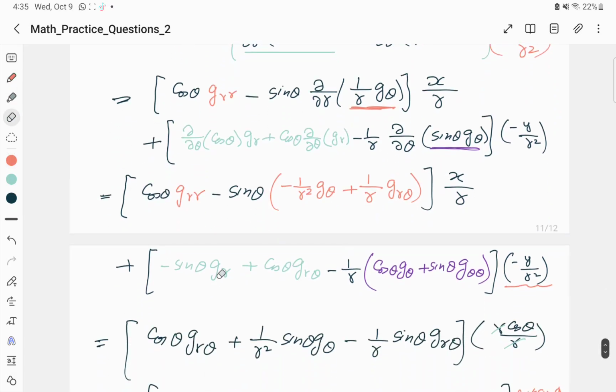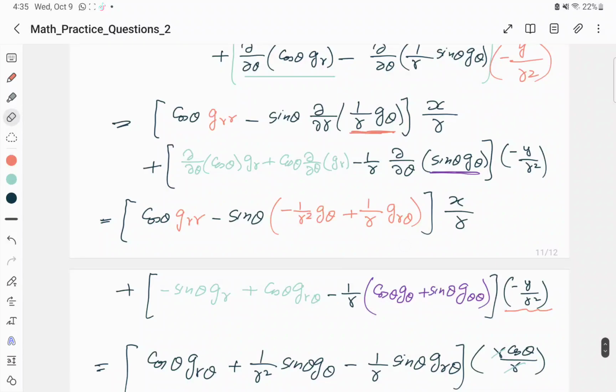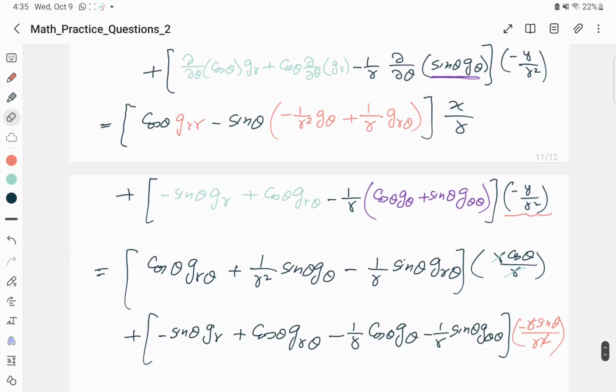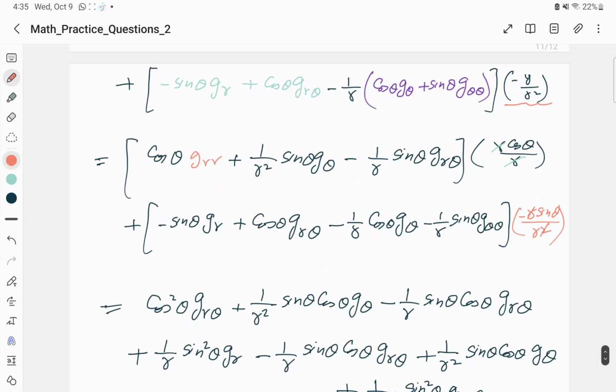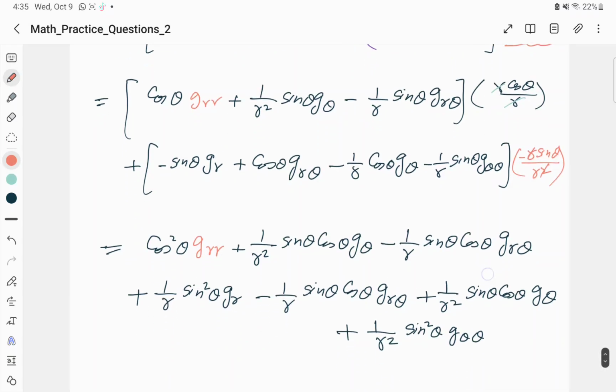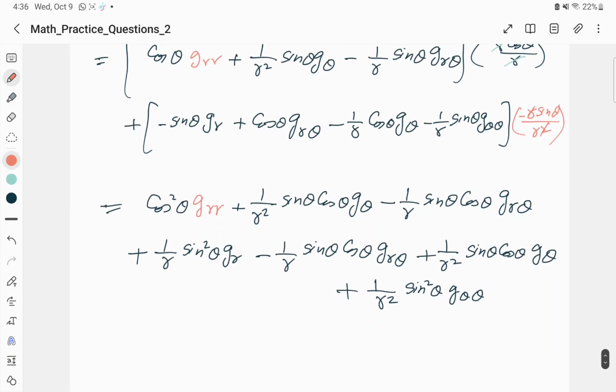So yes, it should be same g_rr. I think everything else is okay. So when I multiply from outside, because I have cos theta, and this cos theta will be multiplied with cos, it will become cos square theta, and it is g_rr. Okay, now let me check if everything is okay.